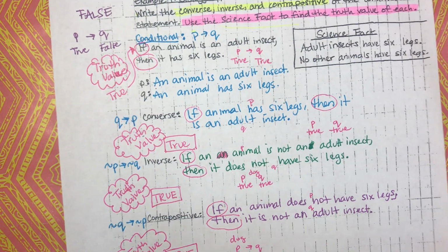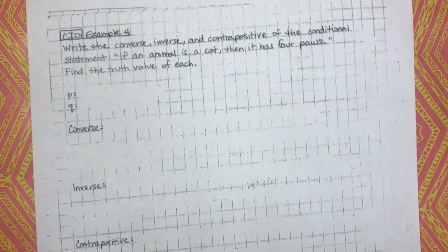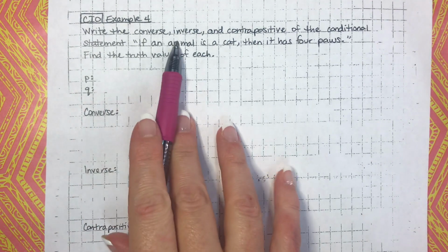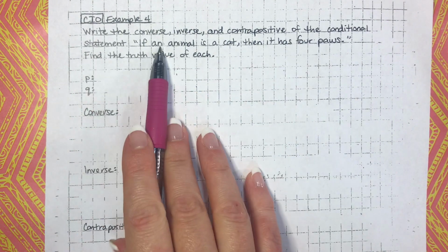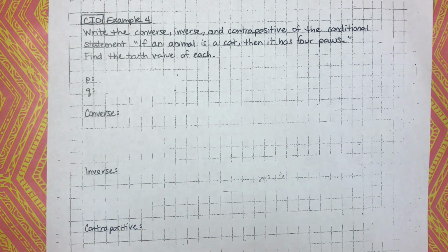All right, there you go. Let's go ahead and look at one more example together. This says, write the converse, inverse, and contrapositive of the conditional statement: if an animal is a cat, then it has 4 paws. Then find the truth value of each.